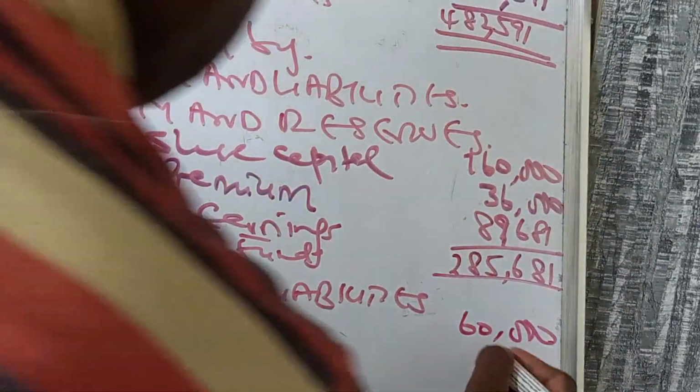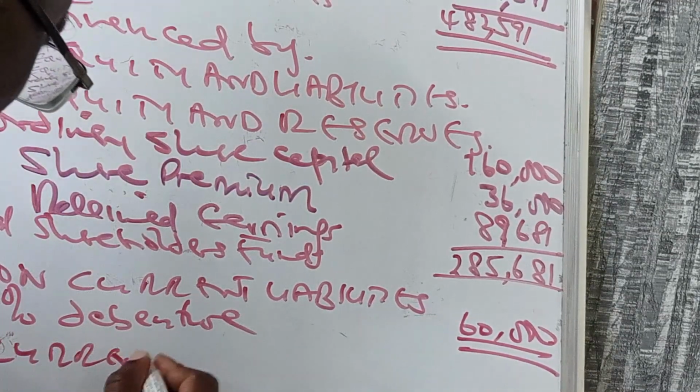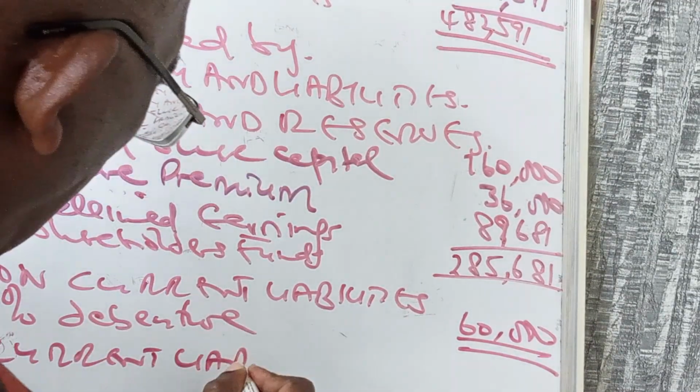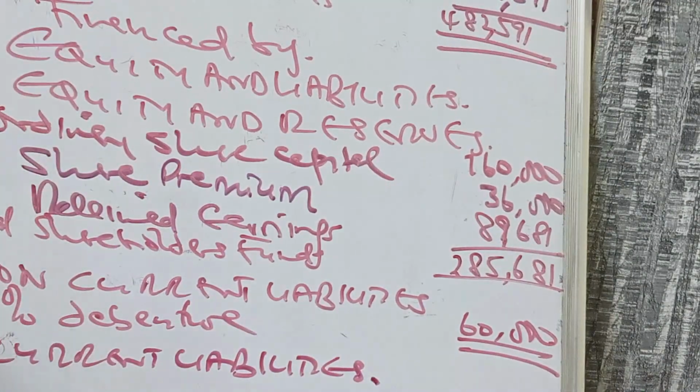And from there, we go to current liabilities. Always check on your adjustments so that you are capturing the correct items. So our creditors here, our trade payables here.